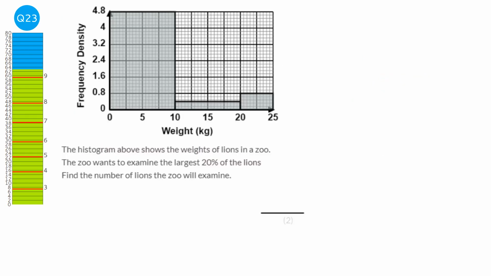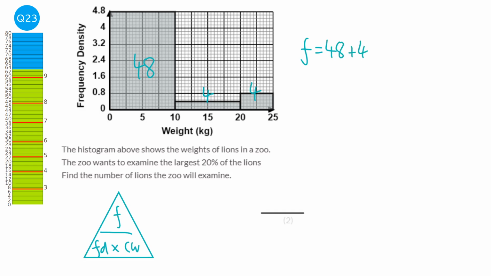So we first of all need to work out the frequencies in each of the bars. And we know that the frequency density is proportional to the frequency over the class width. So we're just going to go through each of these bars and work out what the frequency is. All we need to do is times the frequency density by the class width. So 4.8 times 10 is 48. The second one is 0.4 times 10, which would be 4. And then the last one will be 0.8 times 5, which will also be 4. Work out the total frequencies, so it would be 48 plus 4 plus 4, which will be 56.